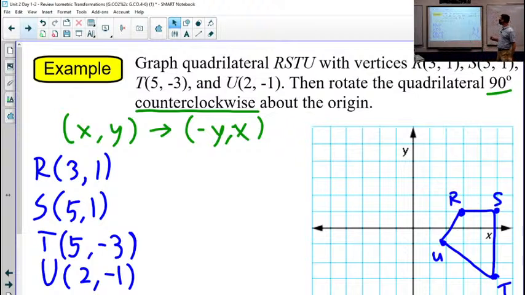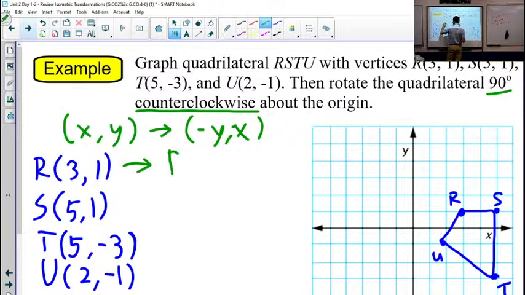And so the idea of this coordinate rule is that you're going to switch x and y, and then that first coordinate, which is the new x coordinate, is going to get its sign changed. So switch x and y, and then that first coordinate gets its sign changed. So let's go through these.